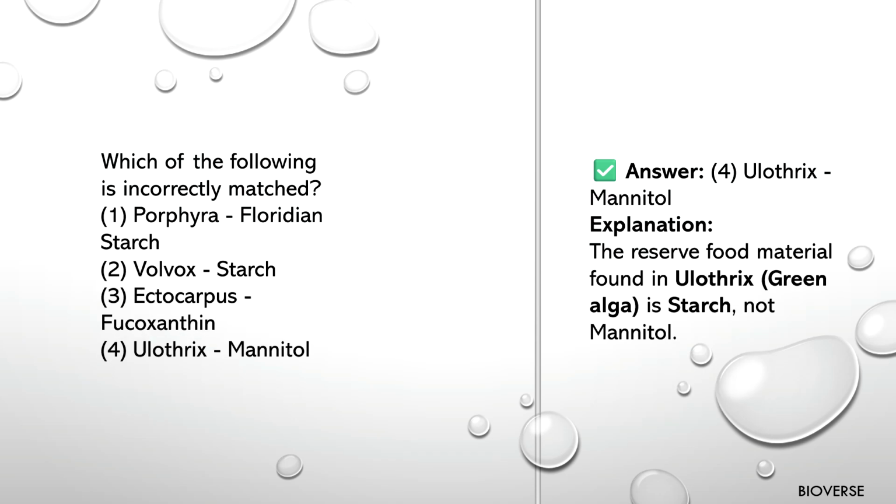Which of the following is incorrectly matched? 1. Porphyra, Floridian starch. 2. Volvox, starch. 3. Ectocarpus, fucoxanthin. 4. Ulothrix, mannitol. Answer 4. Ulothrix, mannitol. The reserve food material found in Ulothrix, a green alga, is starch, not mannitol.